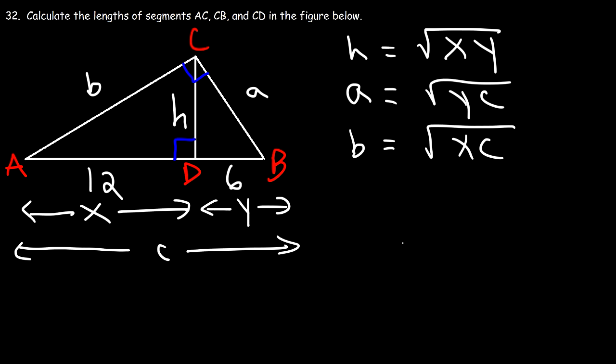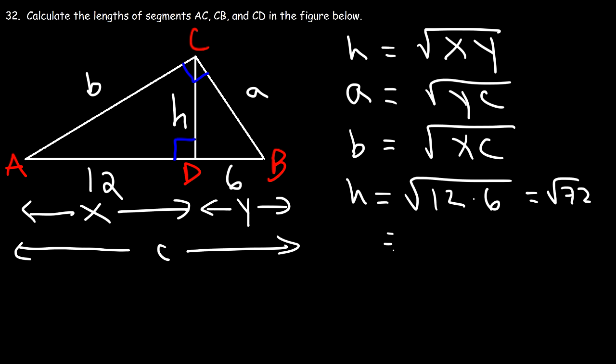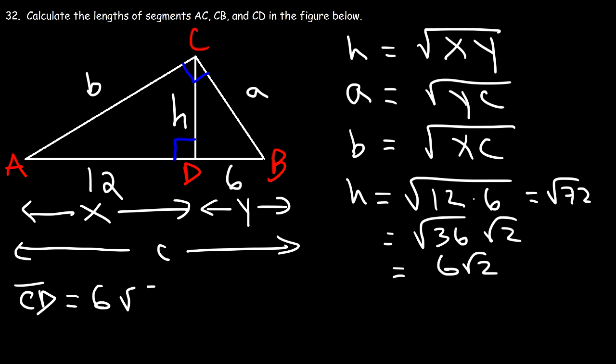So let's start with h. So x is 12 and y is 6. So it's the square root of 72. Now 72 is 36 times 2. And the square root of 36 is 6. So h, which is segment CD, that's 6 square root 2. So that's one of the answers that we need.